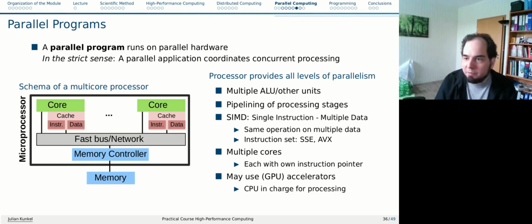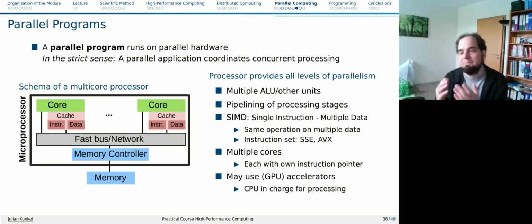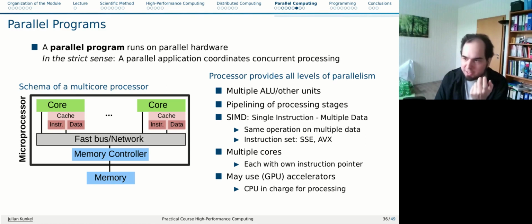So what is now a parallel program? It runs on parallel hardware. In the strict sense, we have a parallel application that coordinates some kind of concurrent processing. We talked about our system, and our processor, in fact, provides all levels of parallelism. Inside our microprocessor, we have multiple cores. Inside a core, you have caches, and each core can work independently of the other cores.